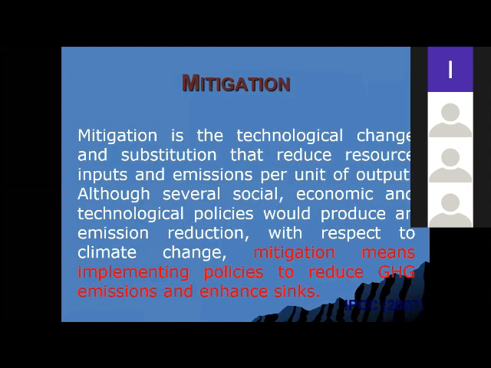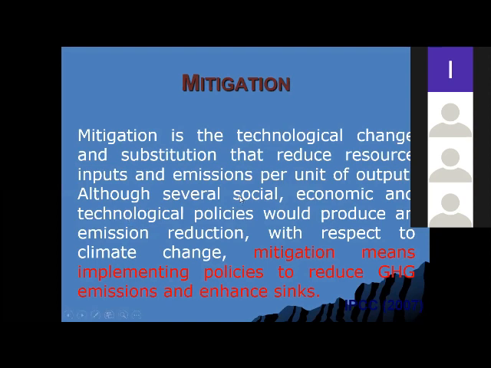Okay. What is mitigation then? This is the whole thing. Now, mitigation is the technical change and substitution that reduce resource input and emissions per unit of output. In other words, we try to reduce emission, and you have to get more from the resource. Resource should not be wasted, right?